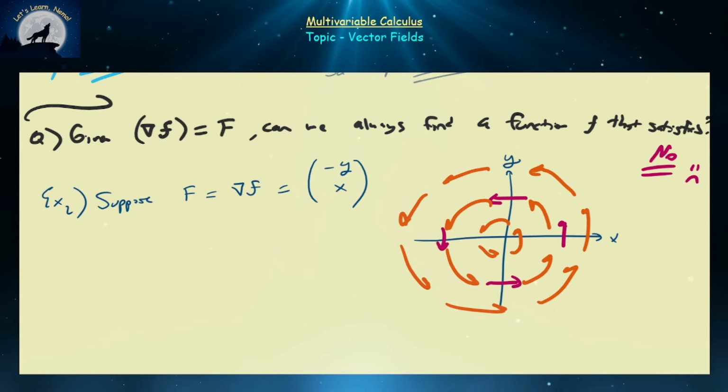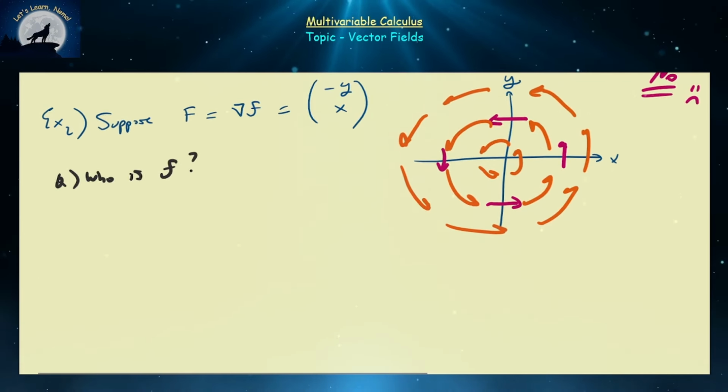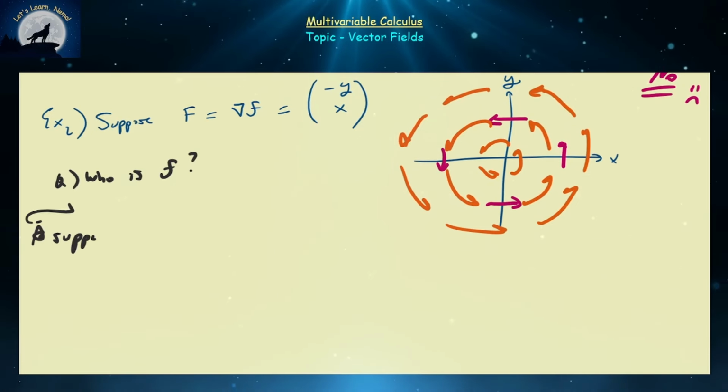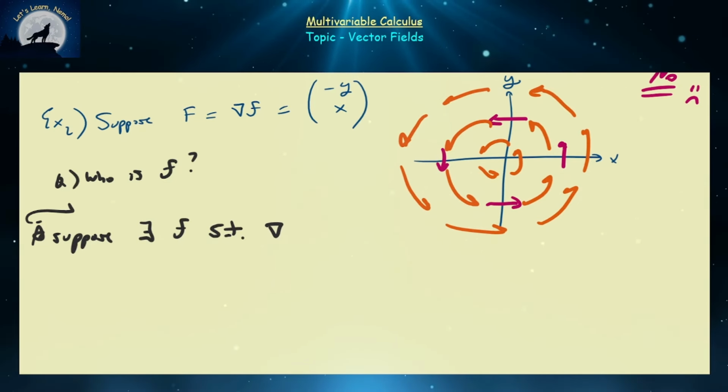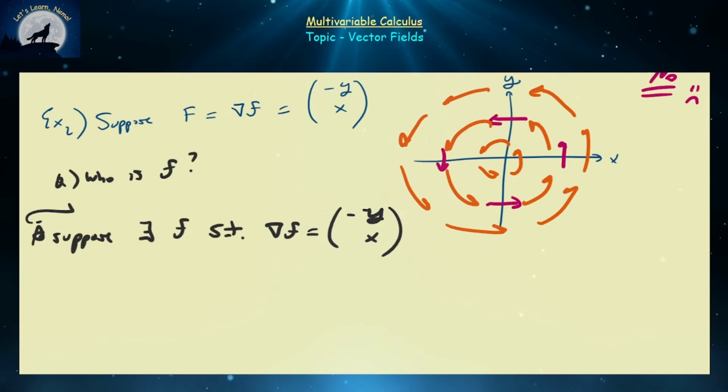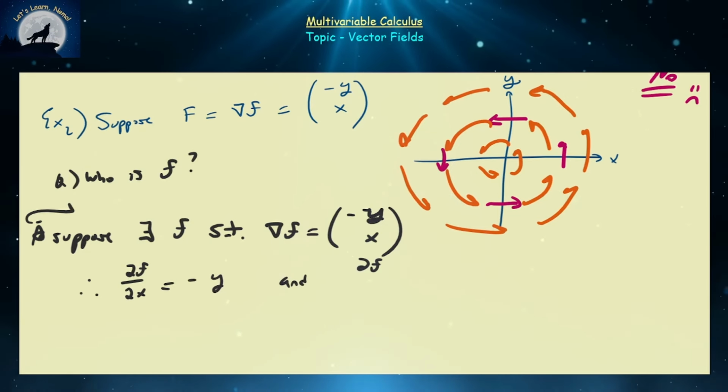Right? But, you know, that's not very interesting maybe to you, but the natural question that we're trying to answer is, who is f? Right? So what we're going to do is we're going to try and reconstruct this little function f that satisfies this. So let's suppose that there exists an f such that the gradient of f is equal to minus y and x. So this means that the partial derivative of f with respect to x has to be equal to minus y, and the partial derivative of f with respect to y has to be equal to x.